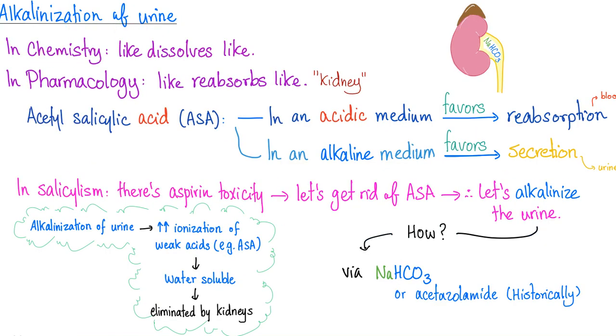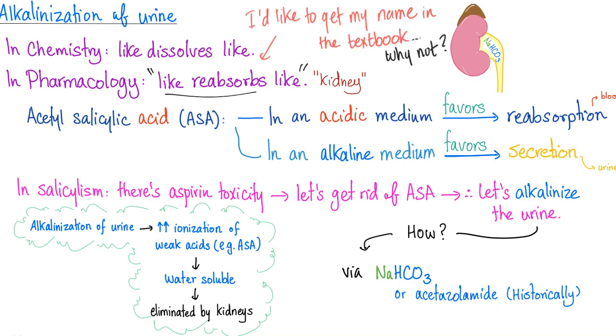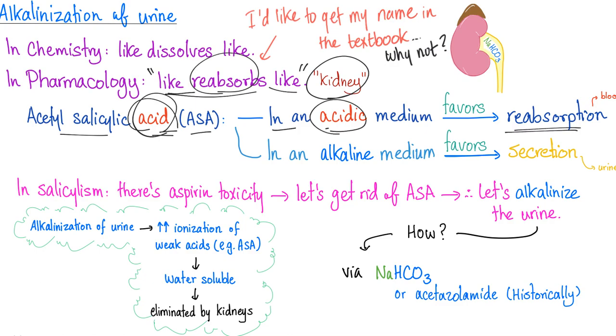Alkalinization of the urine. In chemistry, like dissolves like. It's a famous rule. In pharmacology, like reabsorbs like, which is a rule that I've invented. It's an actual thing, but I've named it like reabsorbs like to make it easier for you. Okay, we're talking about the kidney here. Acetylsalicylic acid, also known as aspirin, is an acid. It's a weak acid. If you put it in an acidic medium, like reabsorbs like, it's gonna favor reabsorption. You will reabsorb aspirin. Aspirin is gonna end up in your nice blood.